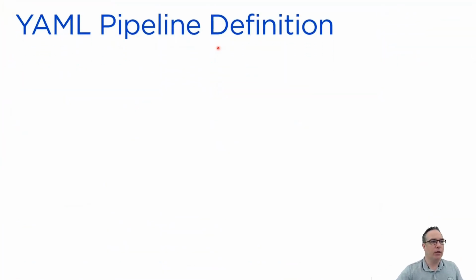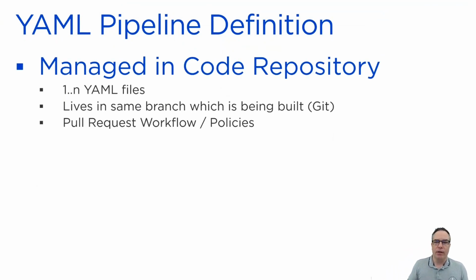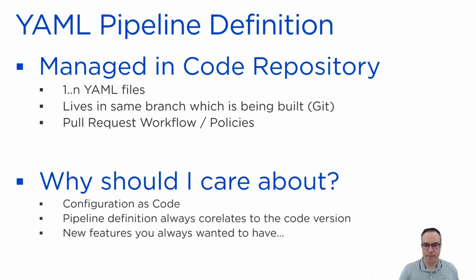So if you have a quick look at this YAML pipeline definition, what is it all about? A pipeline consists of one or many YAML files, and it lives in the same branch, as we already heard, as your code changes. And you're able to use the pull request workflow and the branch policies defined in your repository to define a fully featured review process.